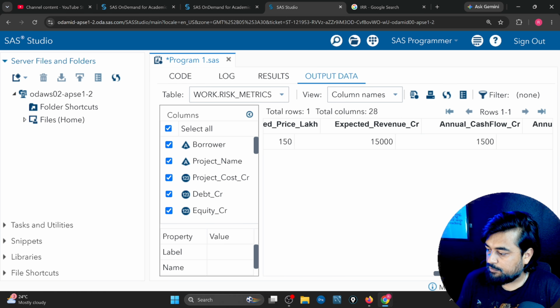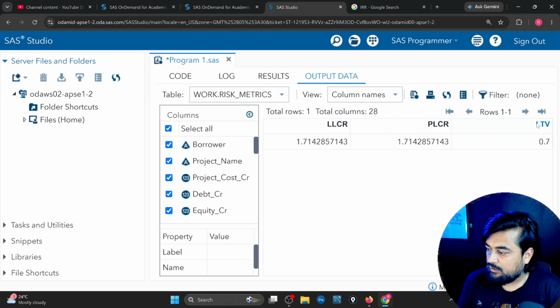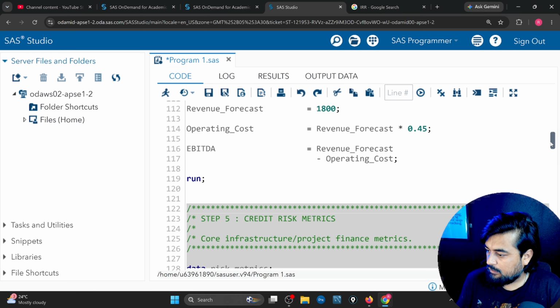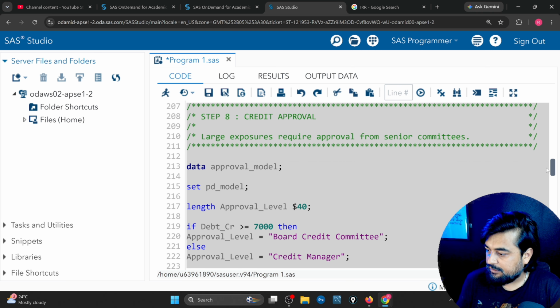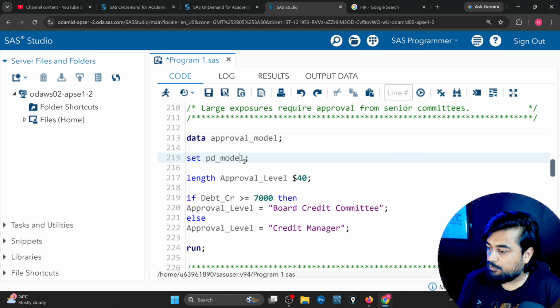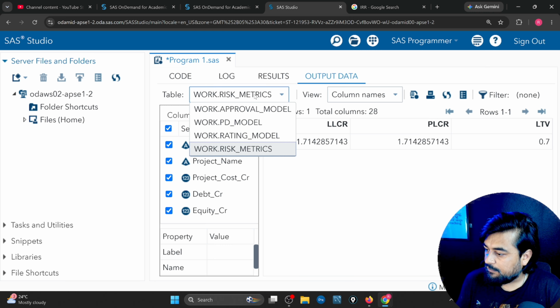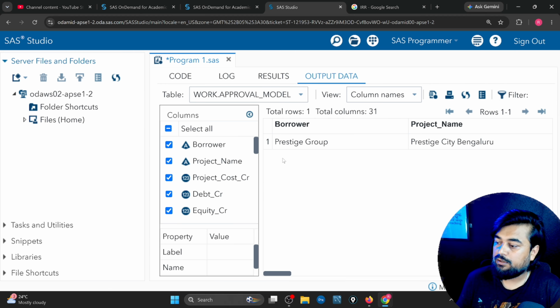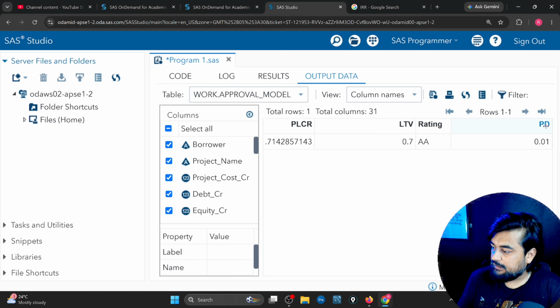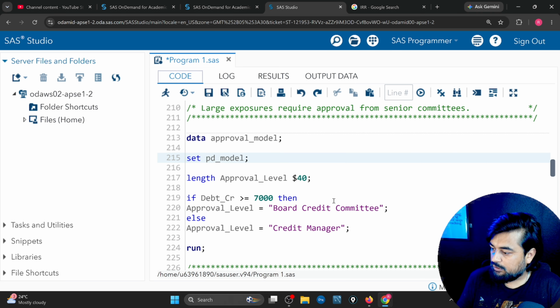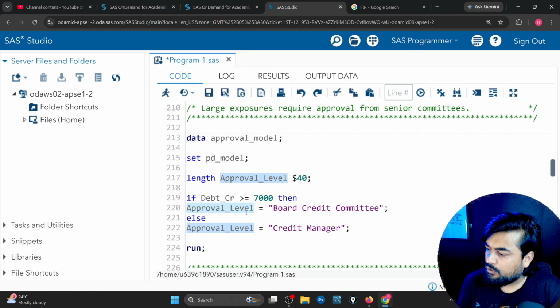So we should be having a clear picture of who's giving the approval. I think it ran. Let's check the name of the approval model. The approval model is the data set. We were checking this approval model. Let's go to this approval model. At the end, we are seeing PD, but we should be able to see the approval level. Why is it not coming?